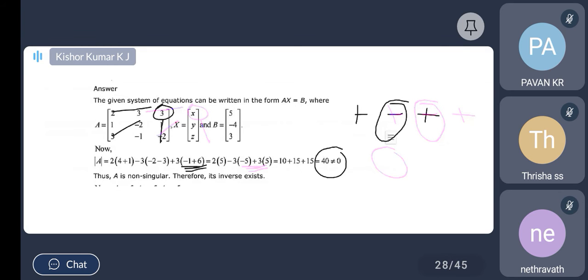And we all know one thing, 40 is not equal to 0. Determinant of A is not equal to 0. Thus A is non-singular, therefore its inverse will exist. A inverse is going to exist here.